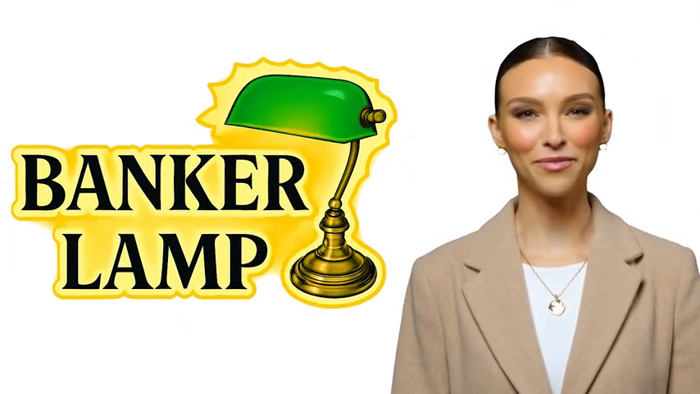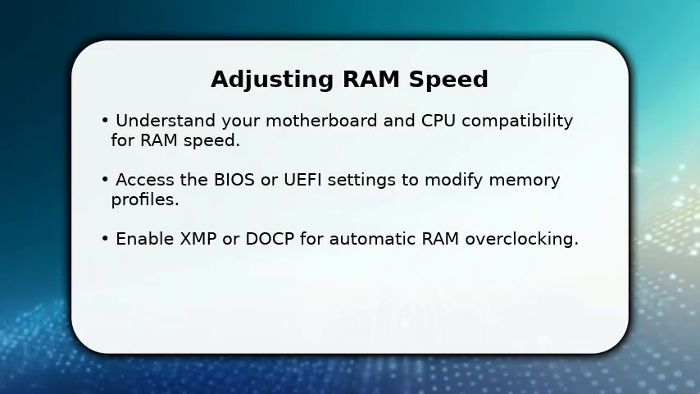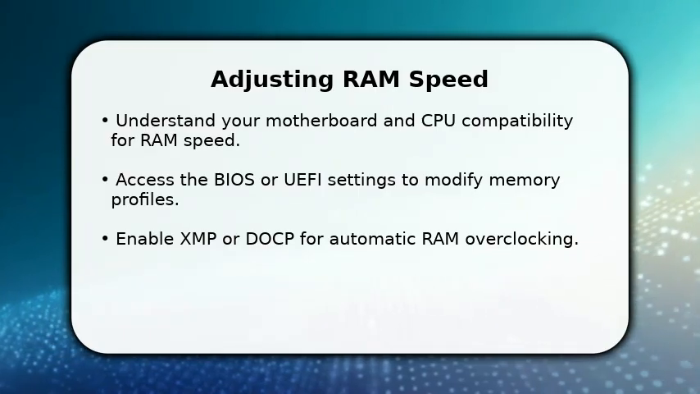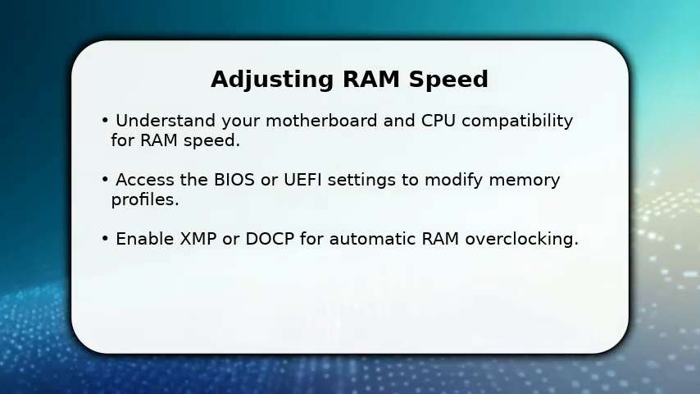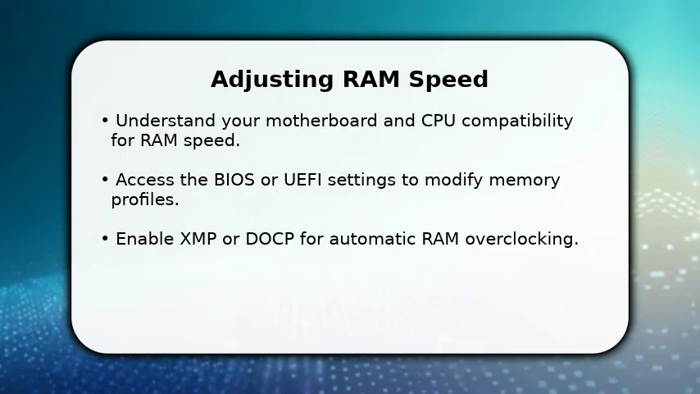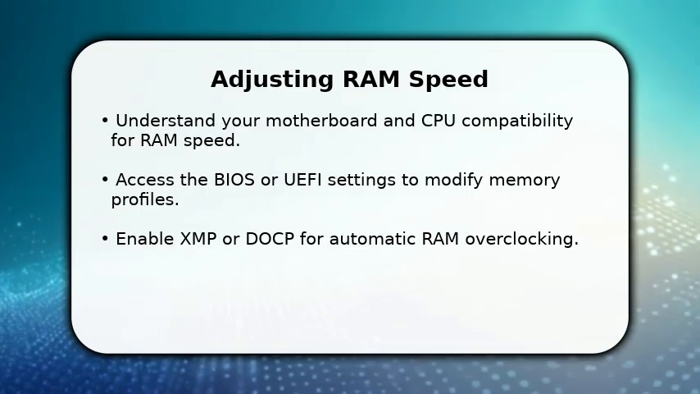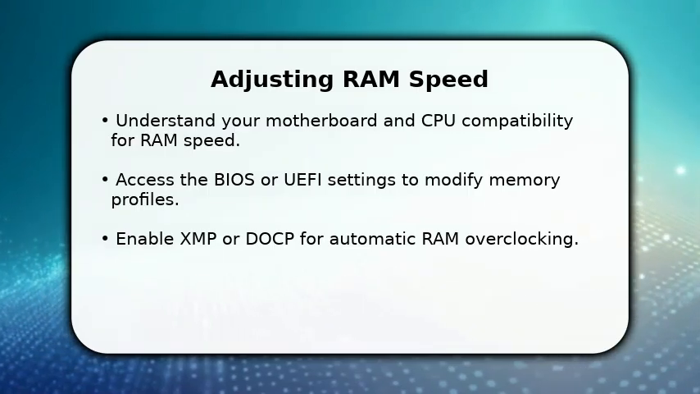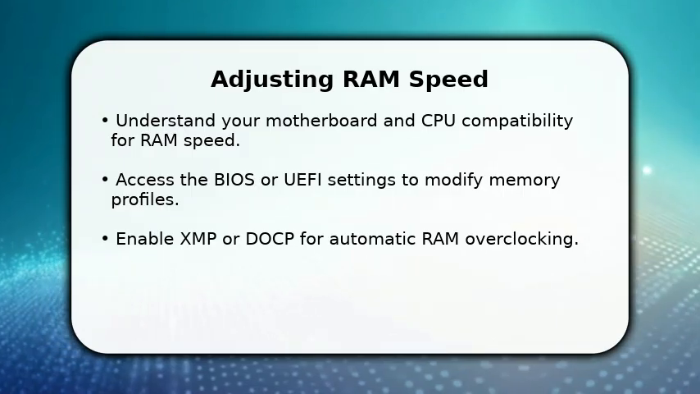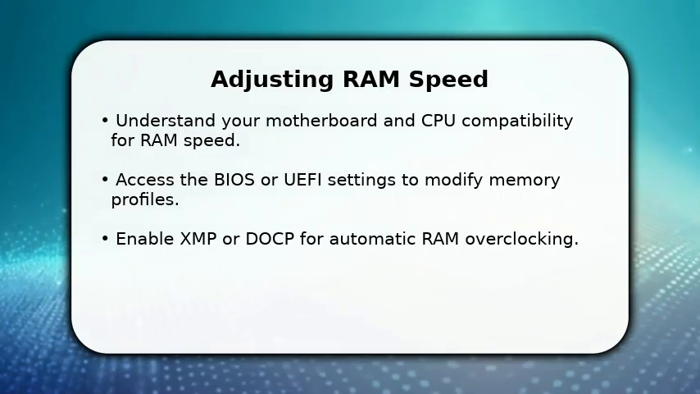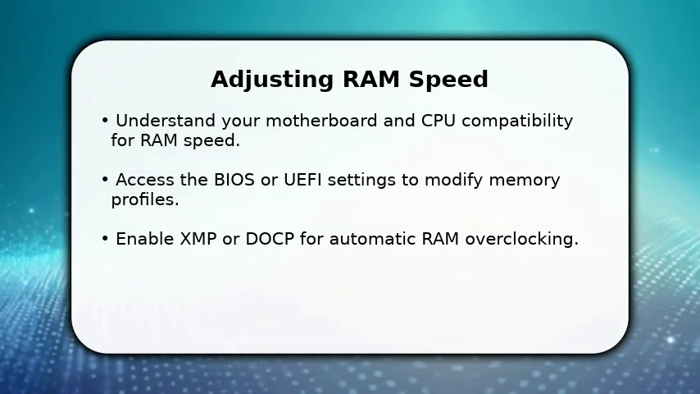In this video, I will explain how to adjust RAM speed. First, you'll need to restart your computer and enter the BIOS or UEFI settings. This is usually done by pressing a specific key like Delete, F2, or F10 during startup. Once inside, navigate to the Memory or Overclocking section to find your RAM settings.